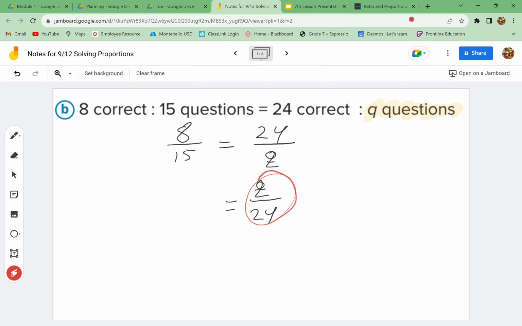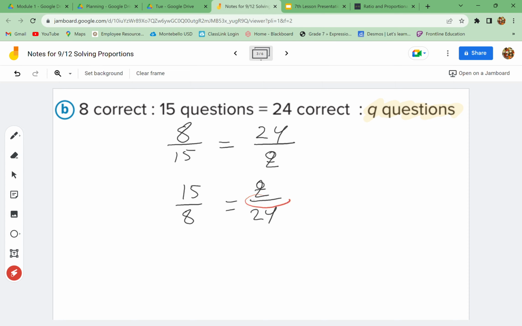Since I did that here, I could also do the same thing to this fraction here. If I take the reciprocal here, I must do it over here as well. So I'm going to put 15 over 8. Okay, now it becomes a little easier to do. I have the variable here on top, Q. All right, just like before, I want to isolate the variable here.